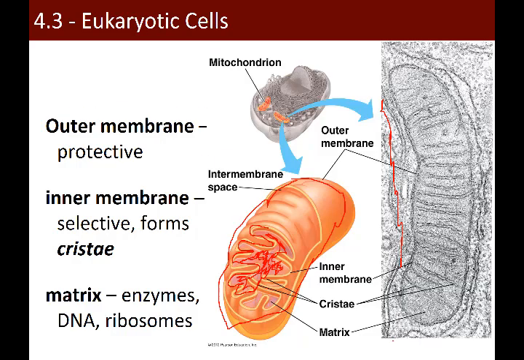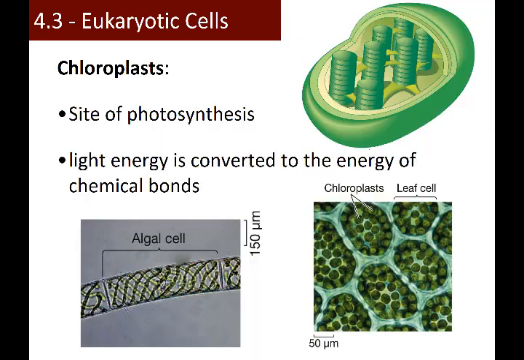Now, mitochondria occur both in plants and in animals, right? We find them in our plant cells and in our animal cells. But the chloroplast, our next organelle, only occurs in plants. Remember, we talked about organisms that are autotrophs and can produce their own food. So they do that by using chloroplasts.